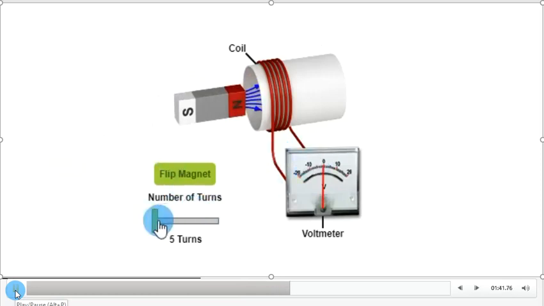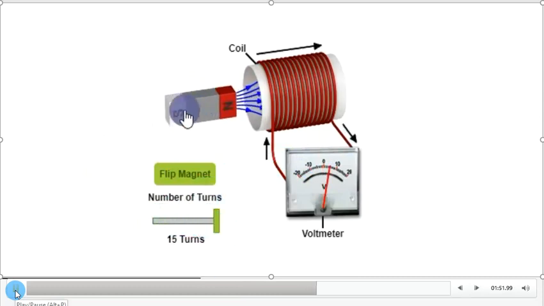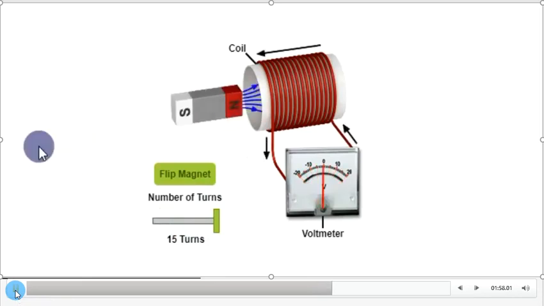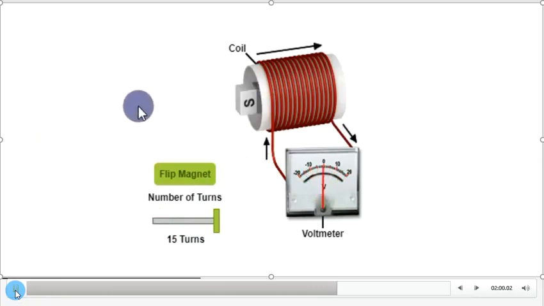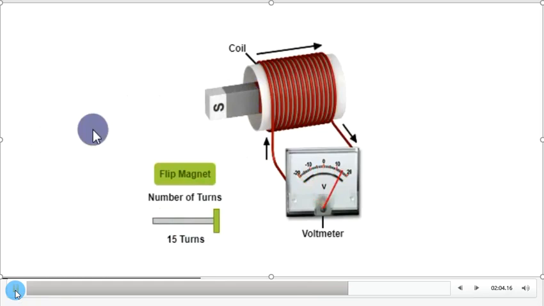So let's increase the number of turns. At first we had 5 turns. This time I've taken it to 15 turns, and you can see how far the pointer of the voltmeter is going. It's almost reaching the ends of the voltmeter in both directions. If I increase the speed, you can see how the voltage produced is increasing.